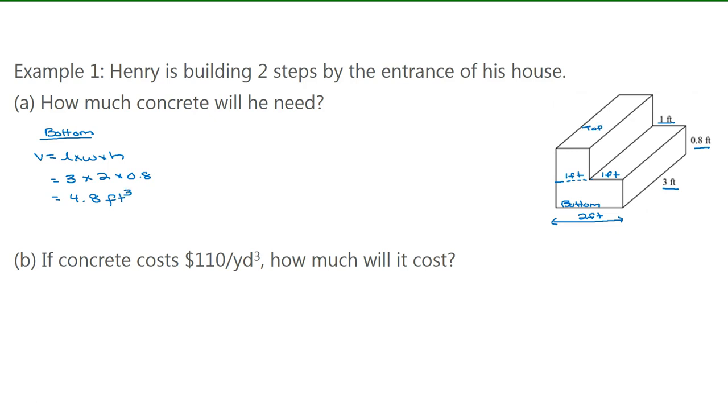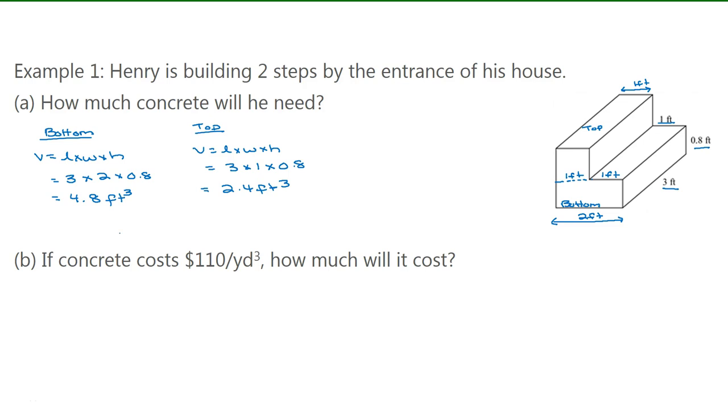Now let's find the volume of the rectangular prism up top. So we use the same formula, length times width times height. The length is still 3 feet, but the width is different. It's not as wide. This width here is 1 foot. So we use that, and then we use the same height of 0.8. Multiplying these 3 numbers, I get 2.4 cubic feet.